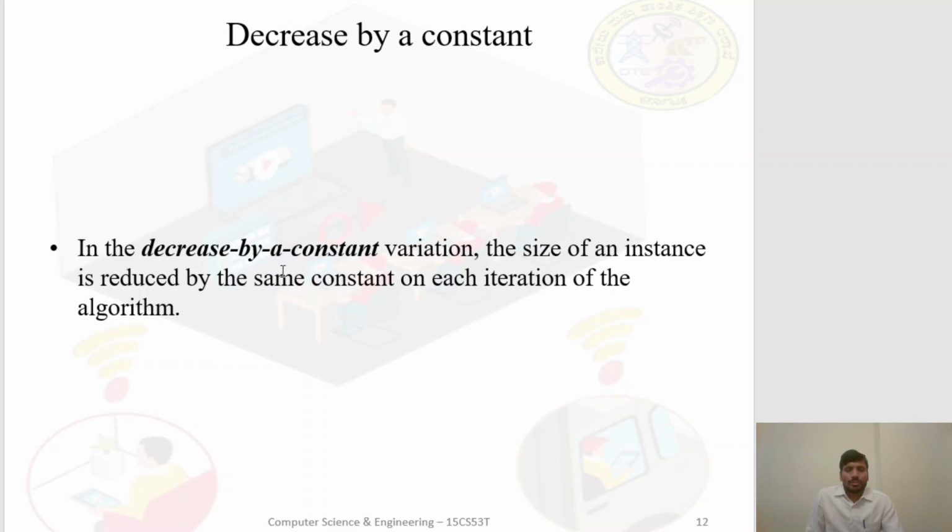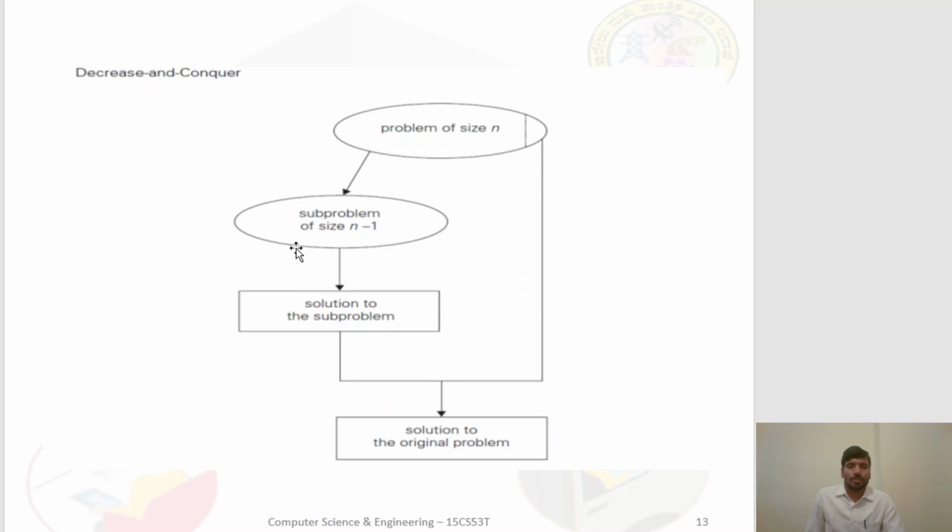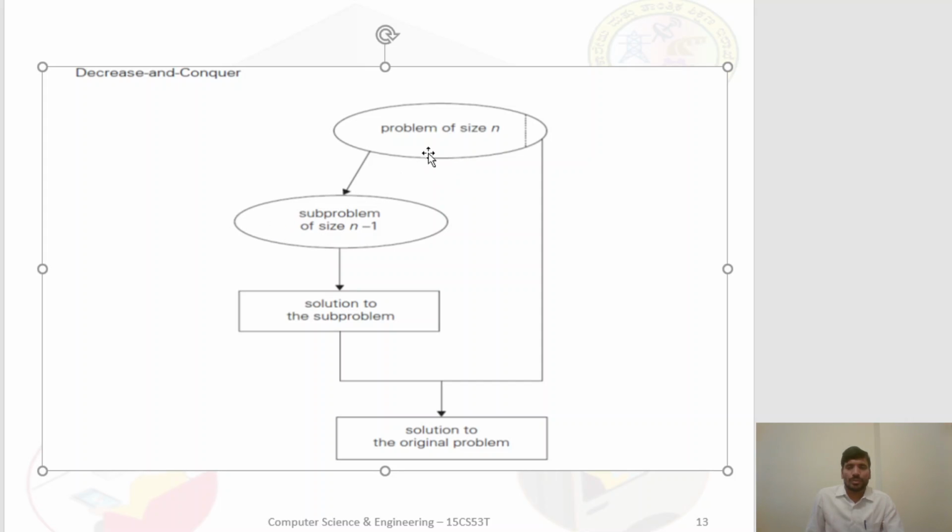In the decrease by constant variation, the size of an instance is reduced by the same constant on each iteration of the algorithm. So in each iteration of the algorithm, the problem size is reduced by the same constant. Here is a pictorial representation of this variation. The problem of size n is reduced by the constant value 1, that is minus 1, to a subproblem of size n minus 1, and we try to find the solution to this subproblem, and later we arrive at the solution to the original problem.